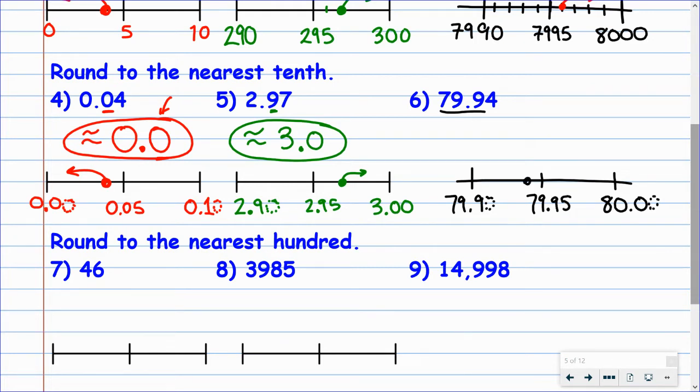Now we only have 94 hundredths, which means if we were rounding this quantity to the nearest tenth, it would be 799 tenths, 79 wholes and 9 tenths. Again, pause if you need and rewatch.